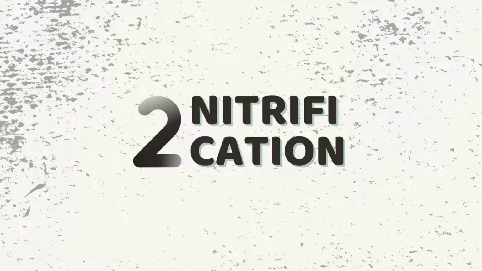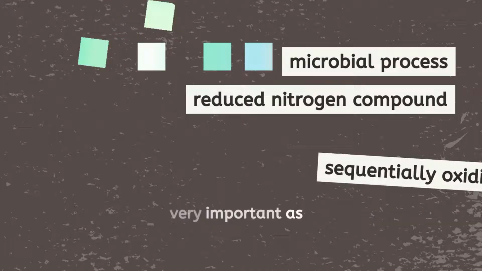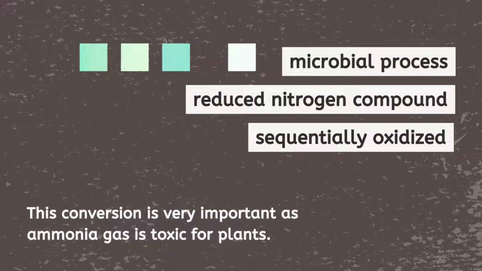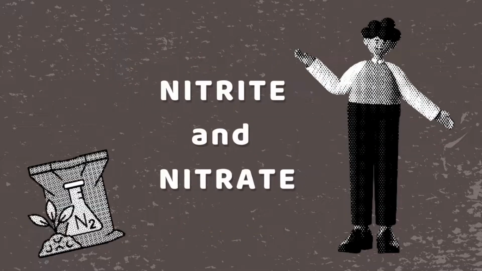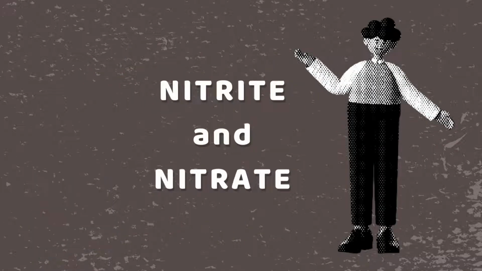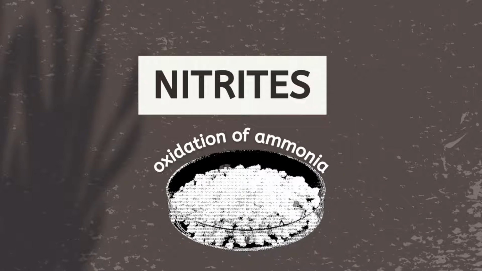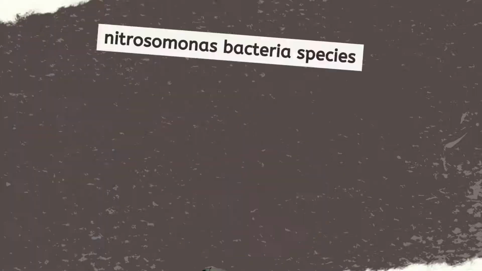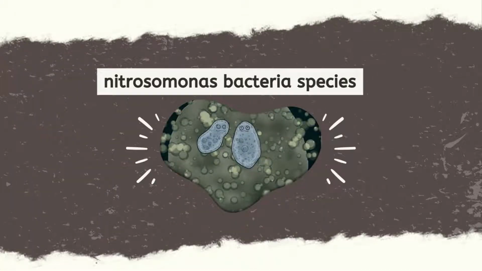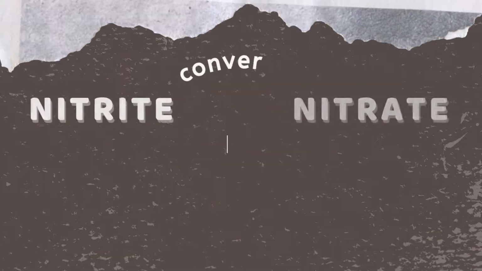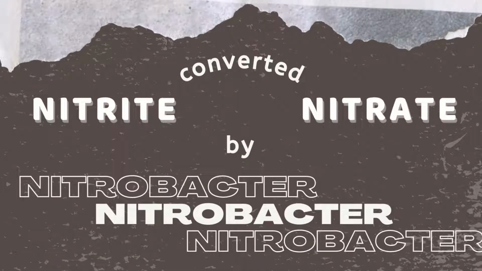Next is nitrification, the microbial process by which reduced nitrogen compounds are sequentially oxidized to nitrite and nitrate by the presence of bacteria in the soil. Nitrites are formed by the oxidation of ammonia with the help of Nitrosomonas bacteria species. Later, the produced nitrites are converted into nitrates by Nitrobacter.